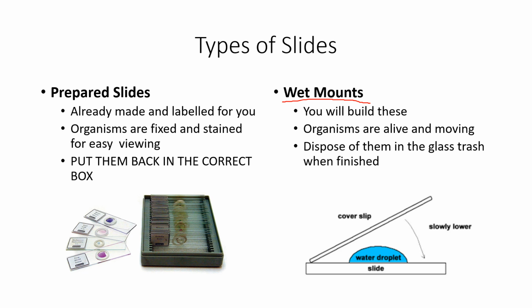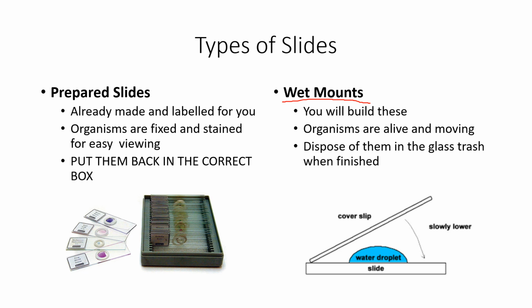Wet mounts are useful for seeing live cells. So oftentimes if there are cells present on the slide that can swim around, you'll get to see them moving around. They're good for observing behavior. They're good for observing movement and also relative size. You can kind of see things compared to other types of cells.